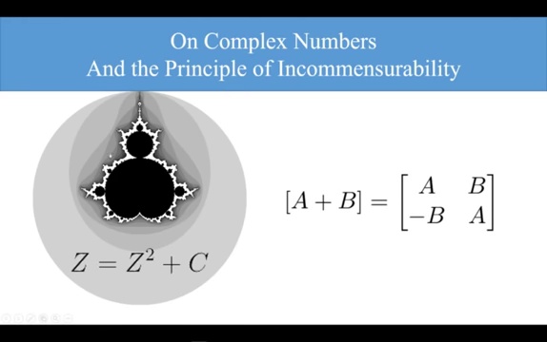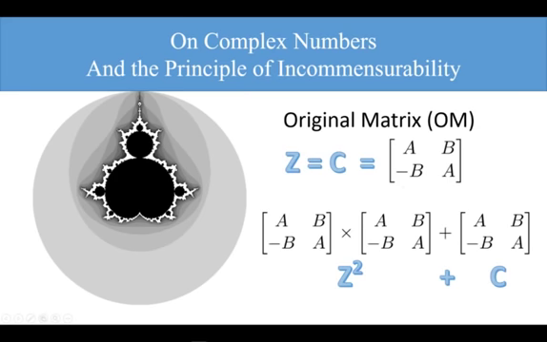And now we iterate. First, we set up the original matrix, and then we set Z and C, the constant, to that. Then we square it, and then we add back in the original matrix. This is the first iteration.